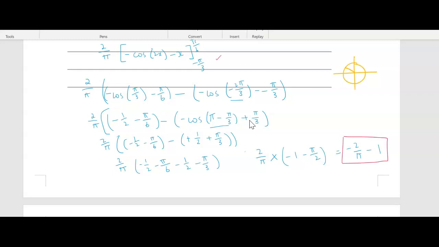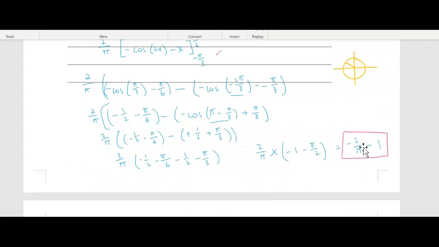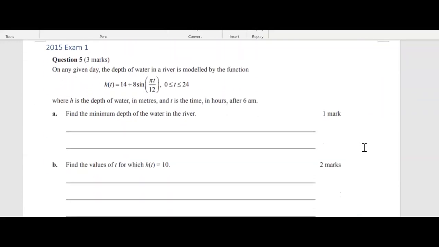All right, when you've got a lot of working out here, especially in exam 1, do put a little square around your final answer, just to make it easier for the person to see.